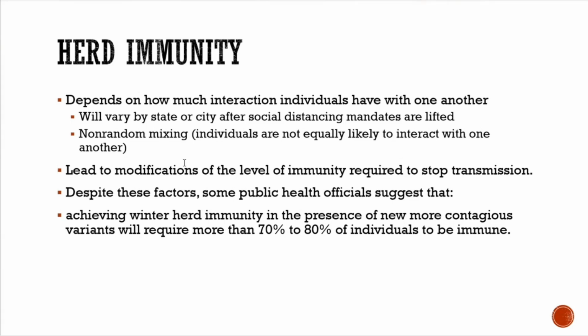Despite all of these variables, most public health officials suggest that achieving herd immunity, especially in the winter, because we do think this is a seasonal virus, and in the presence of these new, more contagious variants that we've been seeing, is going to require more than 70 to 80% of individuals to be immune. So we've been hearing that number of 70% since the beginning of this.